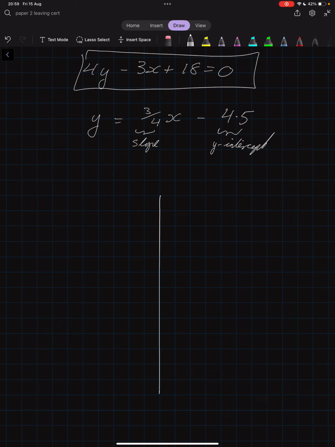Let's just do it up here. Now, it goes through minus 4.5. So that's minus 1, minus 2, minus 3, minus 4. So it's minus 4.5, and it goes through here. The slope is 3 over 4. What does that mean? The rise over the run is 3 over 4. So for every 3 it rises, it runs 4. If this goes up 3, so 1, 2, 3, it goes to the right by 4.